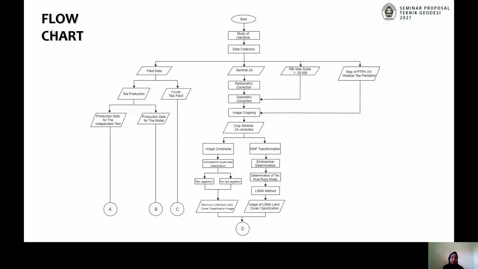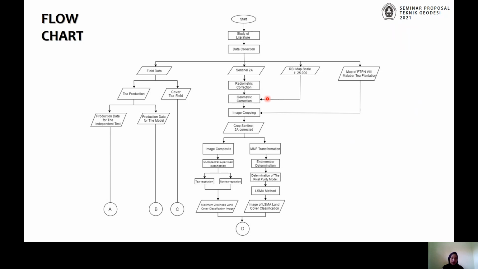Let's move to the flowchart. I will explain the flowchart in this research. First, collect secondary data consisting of field data and land cover. The satellite used in this research is Sentinel-2A. Sentinel-2A processing consists of radiometric correction to improve image display quality, correct the pixel value, and visual image improvement.